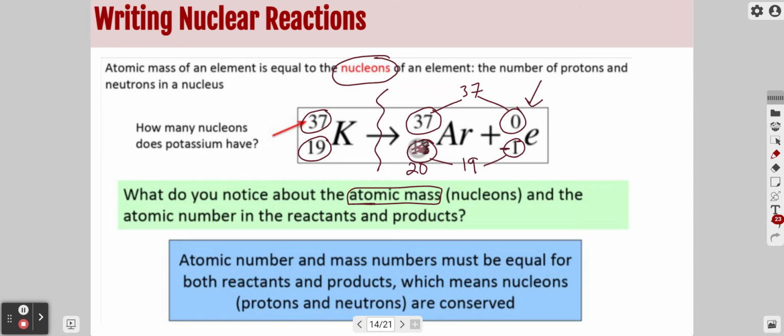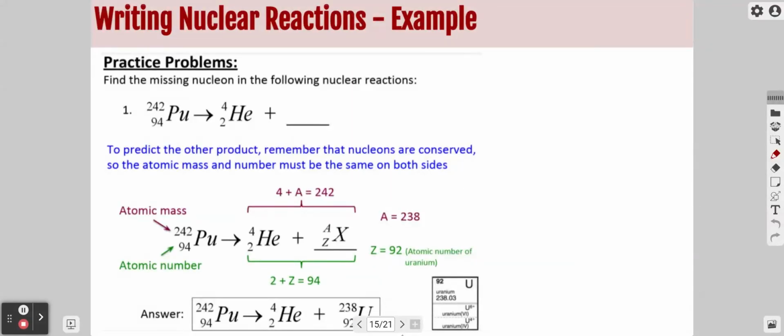So what we're going to do is look on the periodic table for atomic number 20. I want you to see what it is. Looking on the periodic table, atomic number 20 is actually calcium. So this should be calcium. Okay, so I'll go back and change that on the slide. But this is a good point, because this is exactly what you're going to be doing on the next few slides, figuring out what's happening in a nuclear reaction. So here's an example. Find the missing nucleon in the following nuclear reactions. Let's figure out what's missing basically.